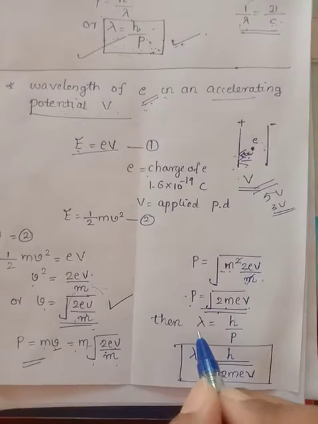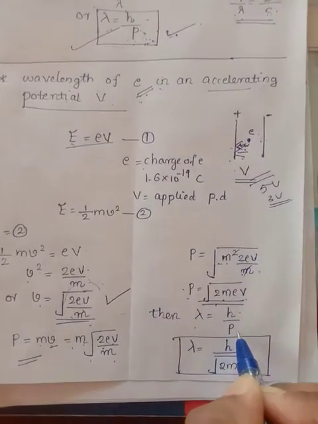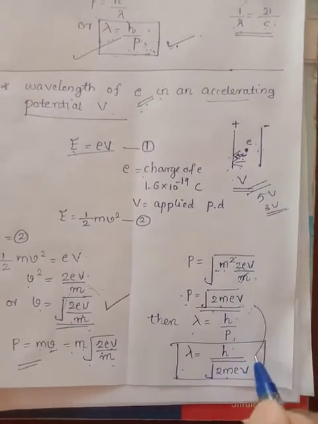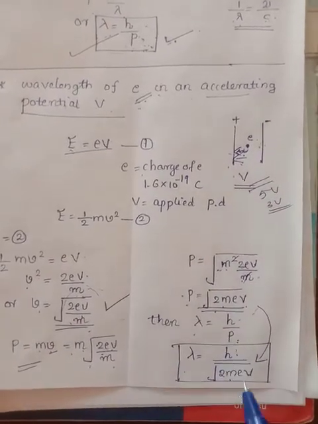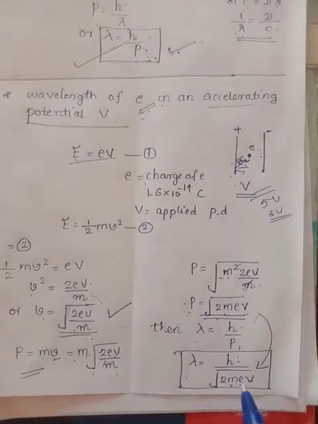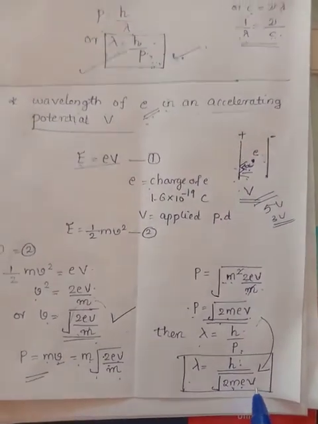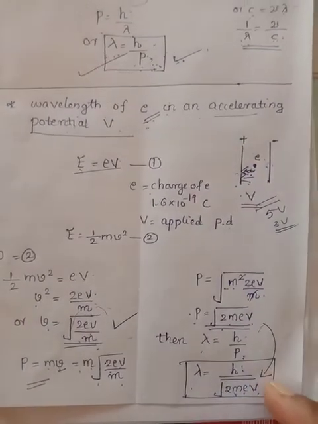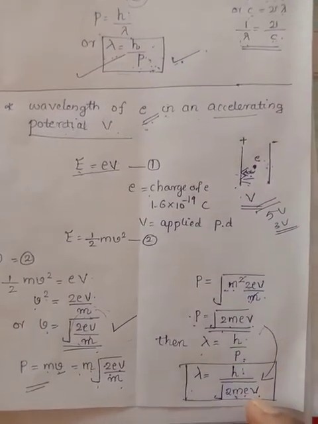Now how to find the wavelength? Lambda is equal to h by p. Just substitute this momentum here. So lambda is equal to h by root of 2meV, where h is Planck's constant, m is the mass of the particle, e is the charge of the particle, and capital V is the applied potential difference. So it is the equation to find the de Broglie wavelength of an electron. Lambda is equal to h by root of 2meV.